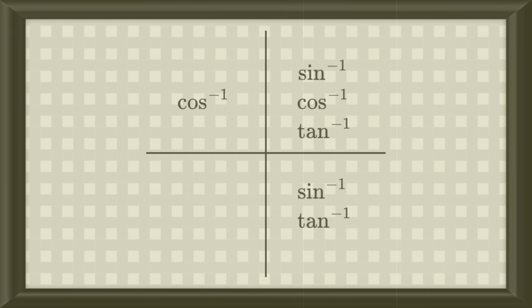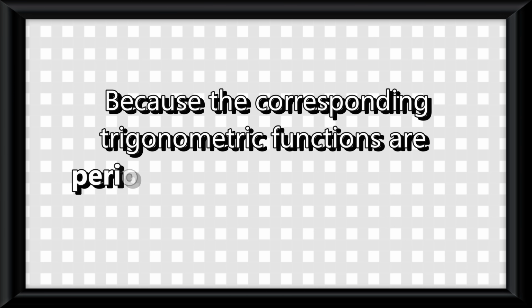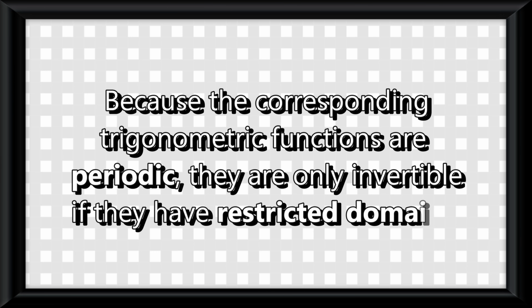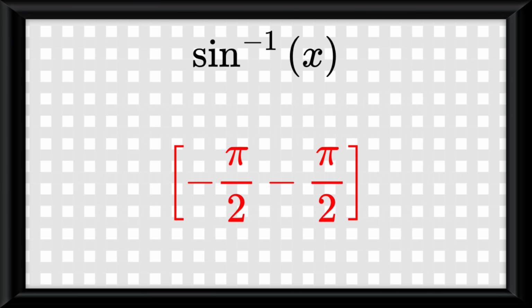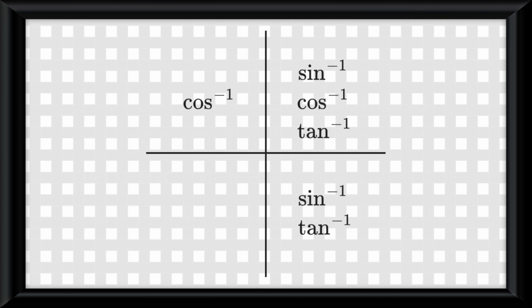So what the heck do I mean when I say certain inverse functions only exist in certain quadrants of the graph? Essentially, because the corresponding trigonometric functions are periodic, they are only invertible if they have restricted domains. The restricted domain of sine is negative pi over 2 to pi over 2, or the way I like looking at it, quadrant 1 and 4.